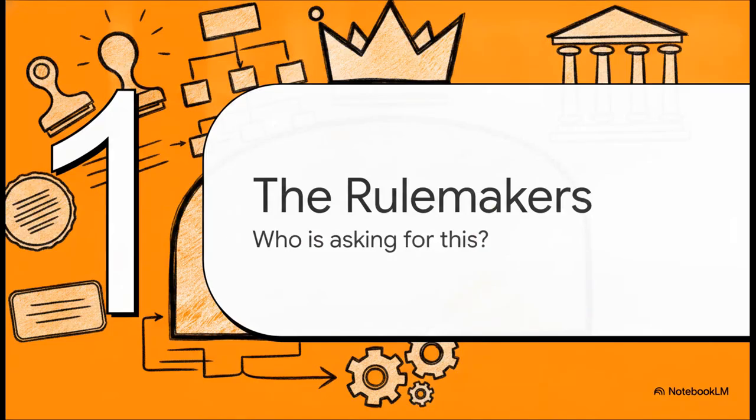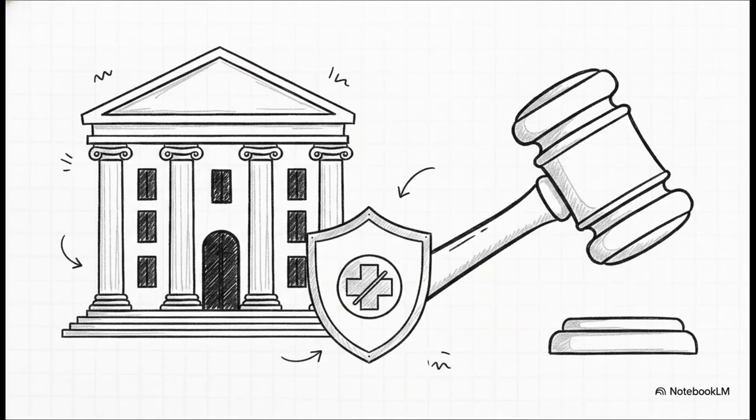All right, kicking things off with Section 1, the rule makers. Who is asking for this? To really understand why we spend so much time on this, we need to know who the bosses of the industry actually are. We're talking about massive global regulatory drivers that are pushing us to validate our methods.